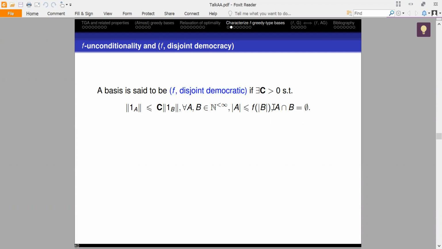You need to take two disjoint sets A and B, and the cardinality of A is bounded by f of the cardinality of B. Then the norm of 1_A is bounded by the norm of 1_B. If you have this property, then you say your basis is F disjoint democratic.